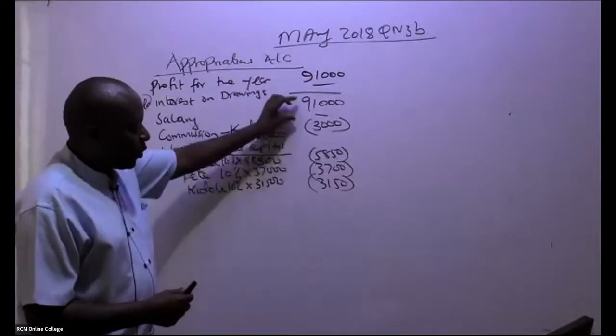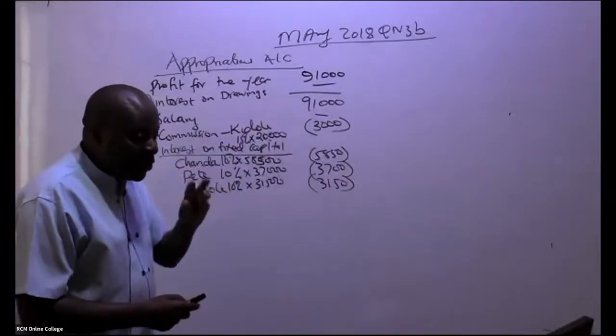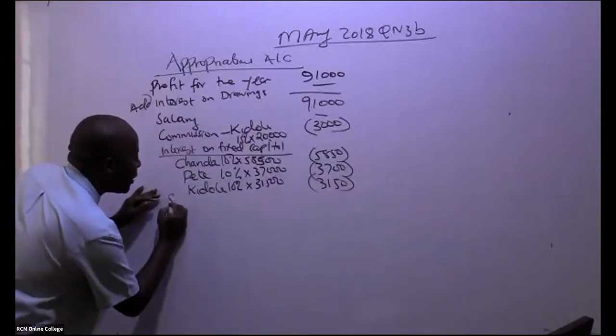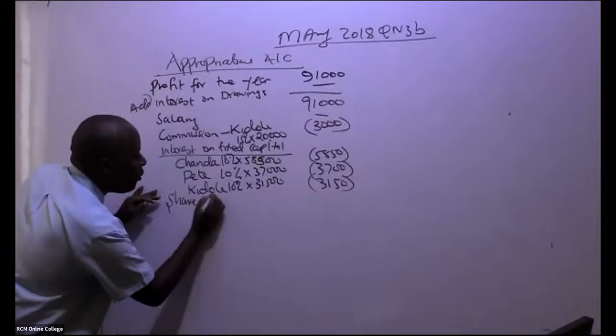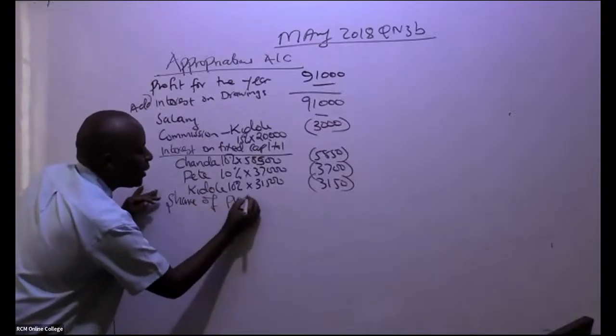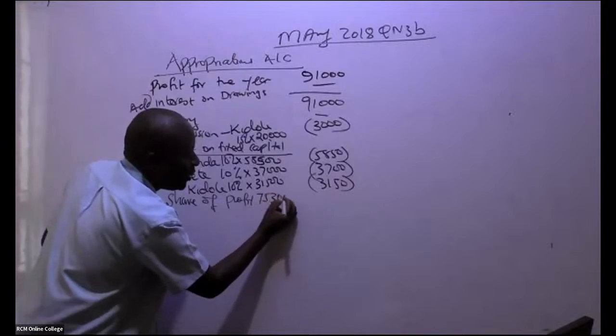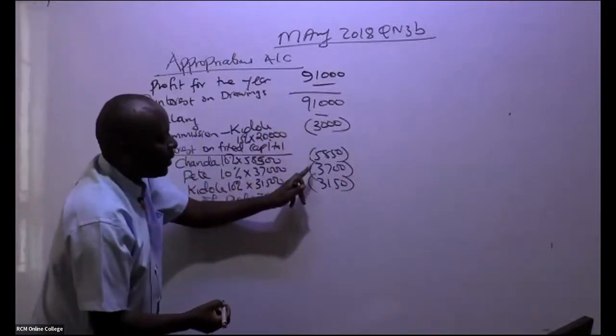So you take 91,000. Yeah, so it's a profit of 75,300, isn't it? So this profit is what we shall be able to share. So share of a profit of 75,300. So you take this minus this minus this minus this.